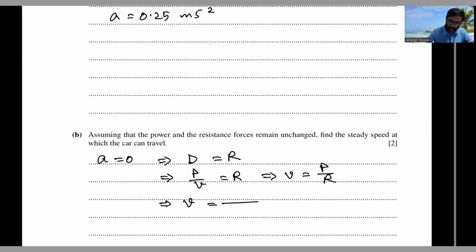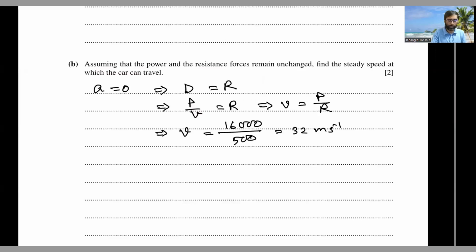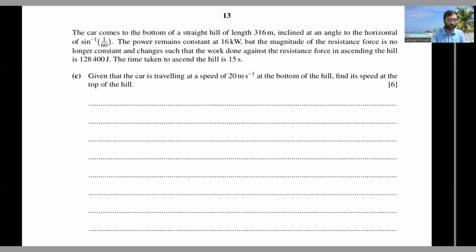V is 16,000 over R, which is 100, so that is 32 meters per second. That's the steady speed at which the car can travel along the straight horizontal road. Okay, that's part B. Now let's move on to the next part, C.